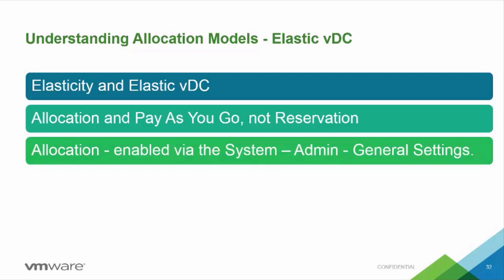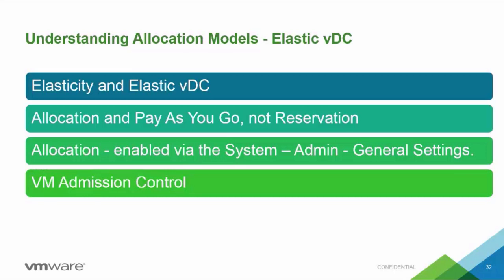Prior to 5.5, the allocation model needed to be enabled to be elastic, and that was done via a config flag within the UI. It would be found in the system settings, admin tab, and general settings. At the bottom of that page, you would see a flag allowing you to make the allocation pools elastic.